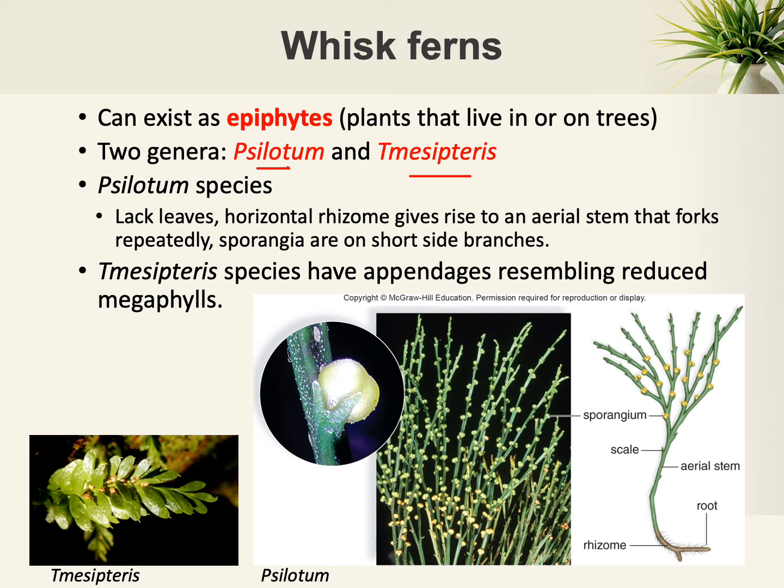For the Psilotum species, down here, they lack leaves. Their horizontal rhizome gives rise to an aerial stem that forks repeatedly, and the sporangia are on the short side of the branch. So this is the sporangium. If you see the yellow ones here, all at the short side of the branch, all have sporangia. The next species is Tmesipteris. Tmesipteris species have appendages resembling reduced megaphylls. So the megaphyll.